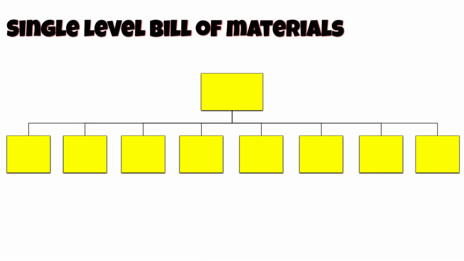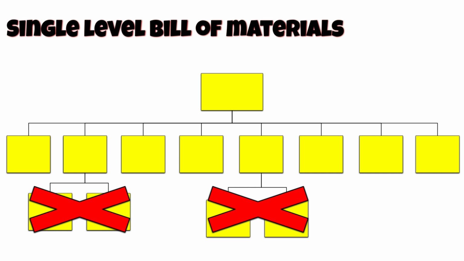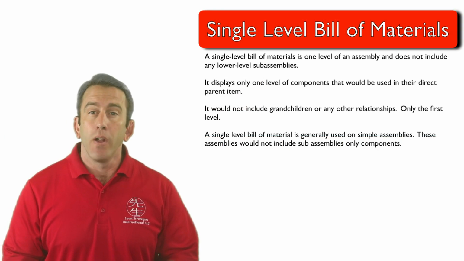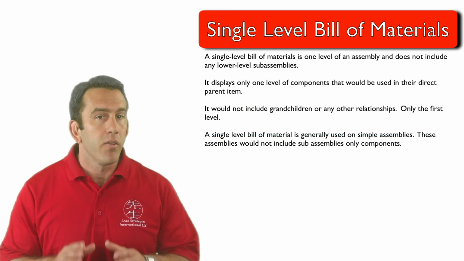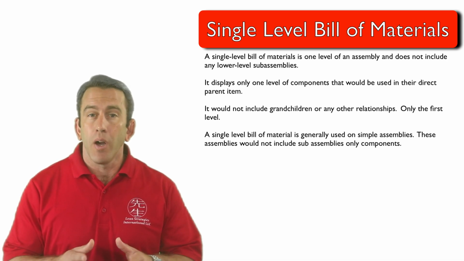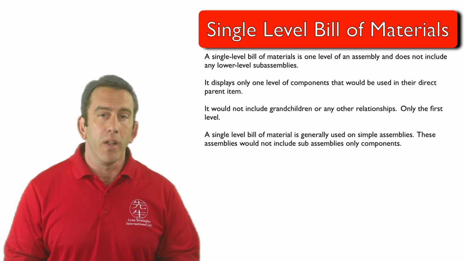In other words, a single level bill of materials would only show the relationship one level down. It would not include grandchildren or any other relationships. Only the first level. A single level bill of material is generally used on simple assemblies. These assemblies would not include subassemblies, only components.